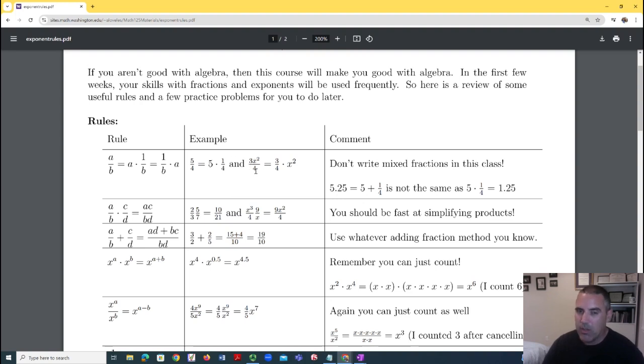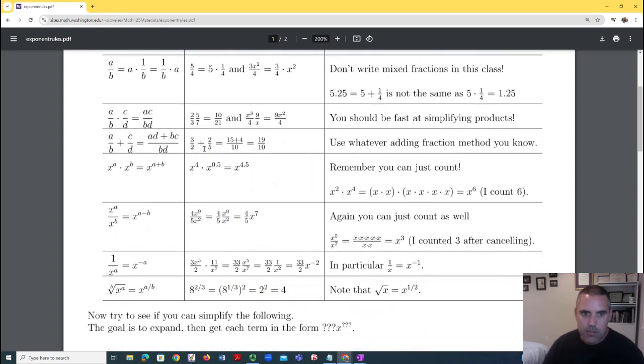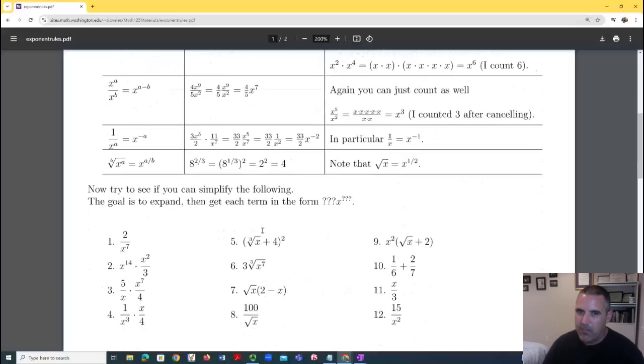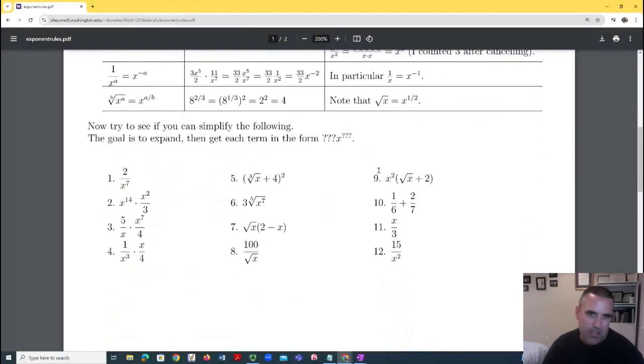3x squared over 4 is the same as 3/4 x squared. You've got to get really comfortable with moving numbers around, right? So if this is a challenge to you, this is a side thing that will never go away. I made this just so you could practice.